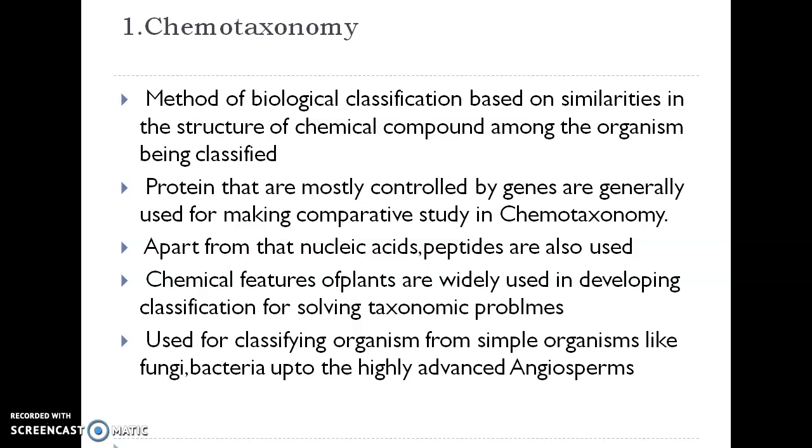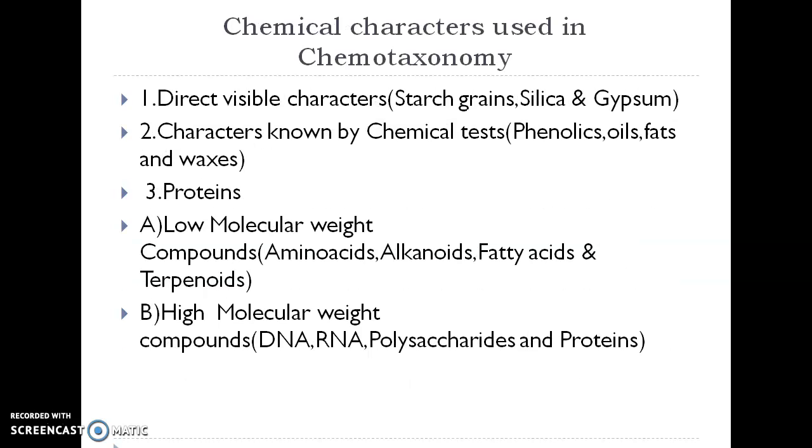Here the chemical features of plants are widely used in developing classification and solving taxonomic problems. This is the case of plants. The chemical features of certain plants are widely used for solving problems of different species. This is used for classifying organisms from very simple to much more complex forms like fungi, bacteria, and up to highly advanced angiosperms.